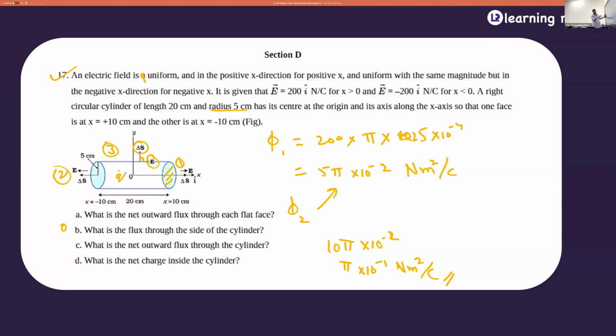This total flux is coming only because of the charge that is present inside. So total flux is equal to charge enclosed divided by epsilon naught. That is the inside charge. Got it?